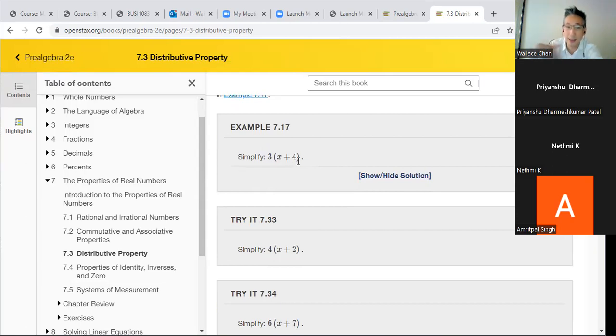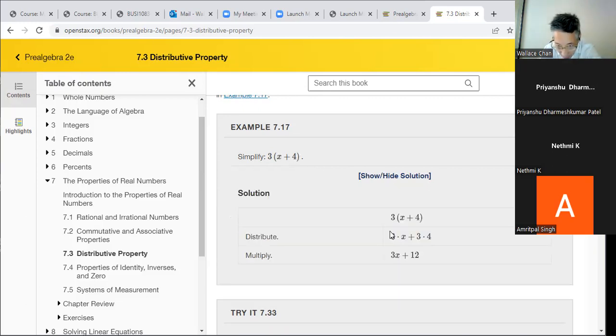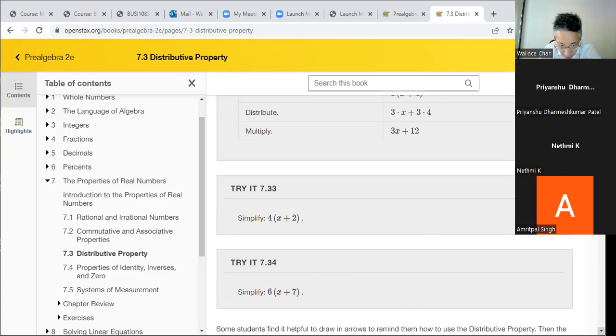Now, how can you present it using the distributive property? First of all, it means 3x plus 3 into 4, 3 times 4, which is 12. So this is how you do it. 3 times x plus 3 times 4, and then 3x plus 12. Very good.